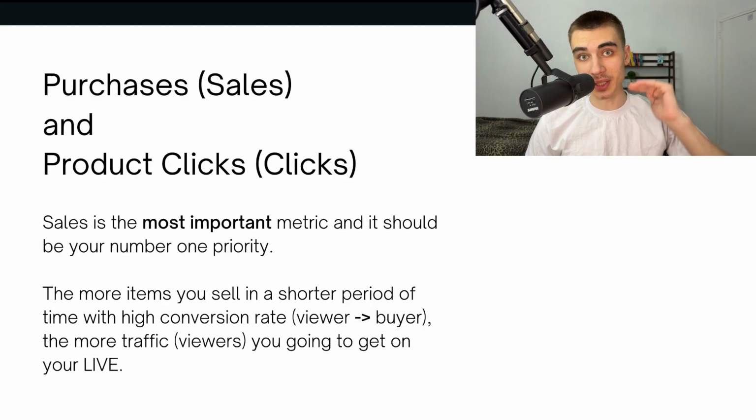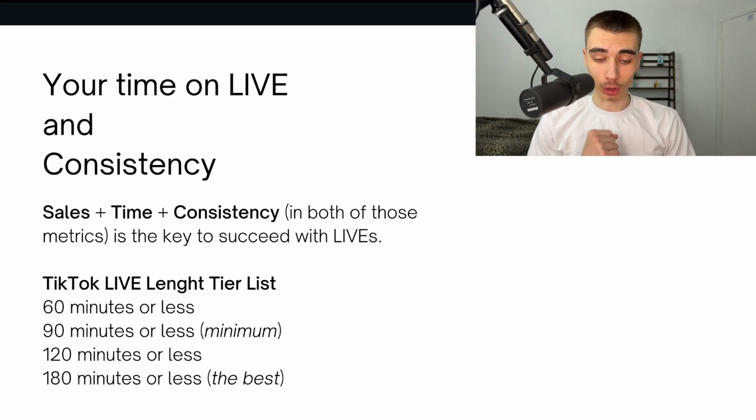If you have an outstanding day, go on live next day, same product. Try again, you're going to see more views most of the time. Sometimes you're going to see about the same, but if you actually had a huge day before, you're probably going to see an increase in viewers. Next is your time on live, and this is very important as well as consistency. So this is like a little formula here. If you make a lot of sales, you go on live for a long time, and you do those two things consistently every day for about the same time, about the same sales or more sales, this is how you're going to succeed with lives long term.